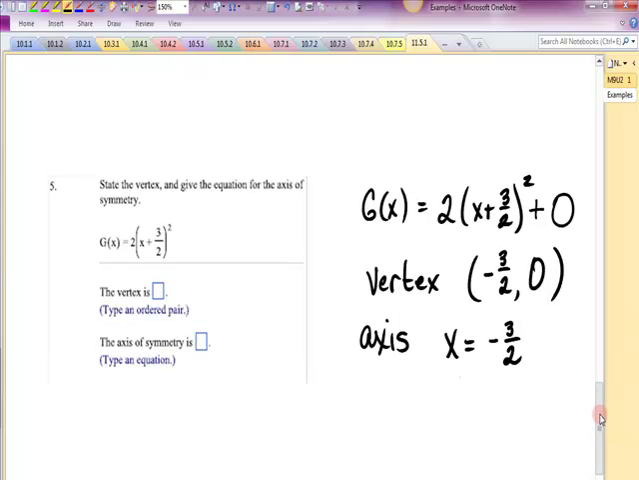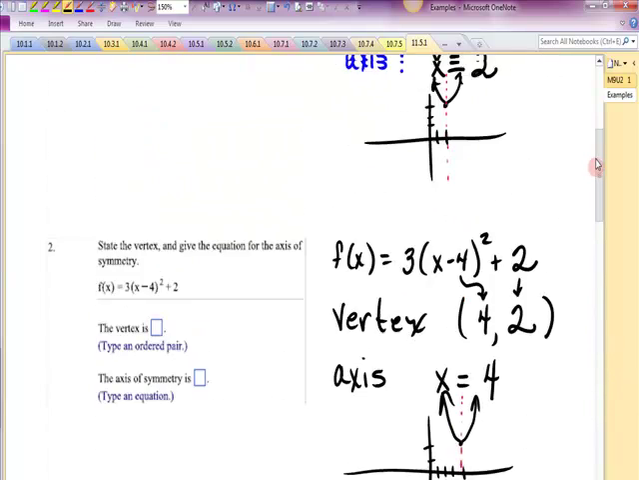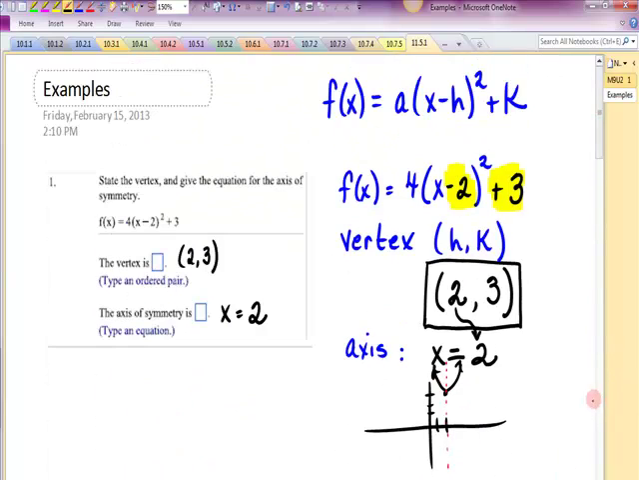All right, so you're not asked to do any graphing in this lesson. We'll leave that for college algebra. It's pretty easy to figure out the vertex and the axis of symmetry when you are given standard form.